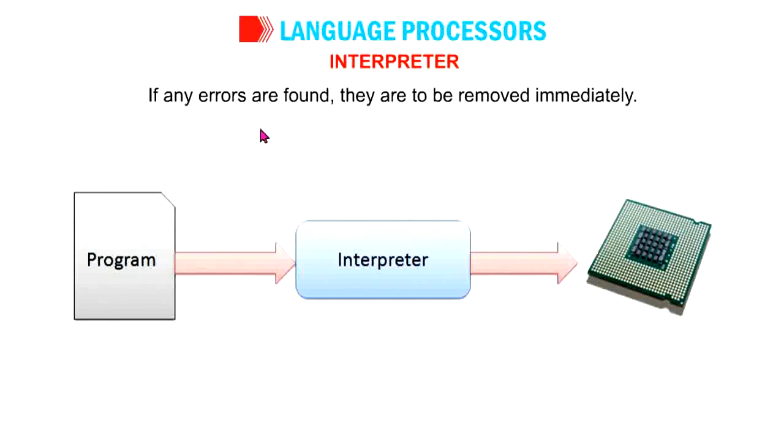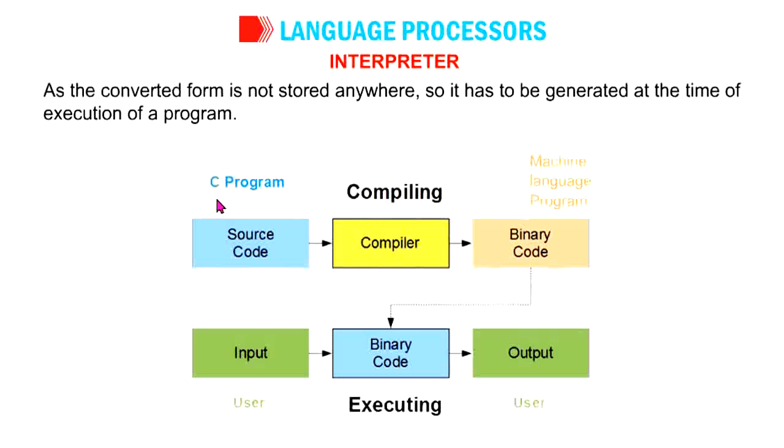If any errors are found, they are to be removed immediately, otherwise it will not interpret to machine language, zeros and ones. And the object code produced by the interpreter is not saved for future reference. Once it is interpreted, it is finished and erased, as the converted form is not stored anywhere, so it has to be generated at the time of execution of the program every time.